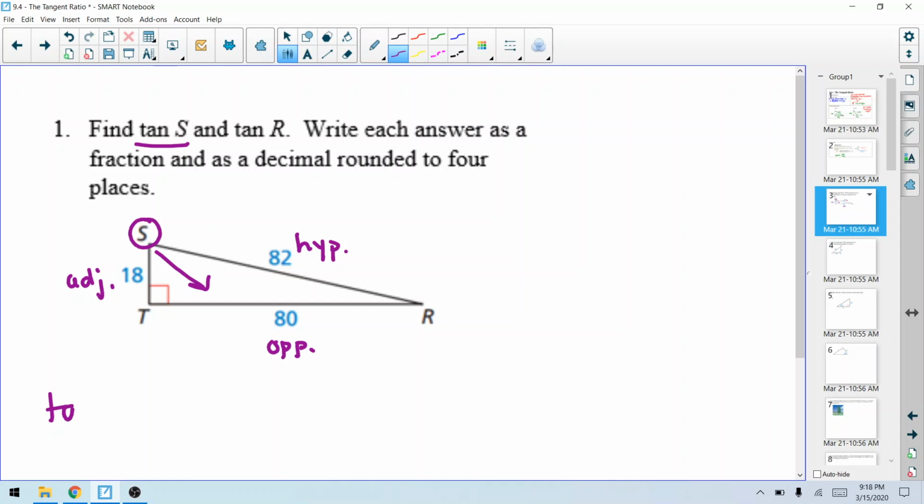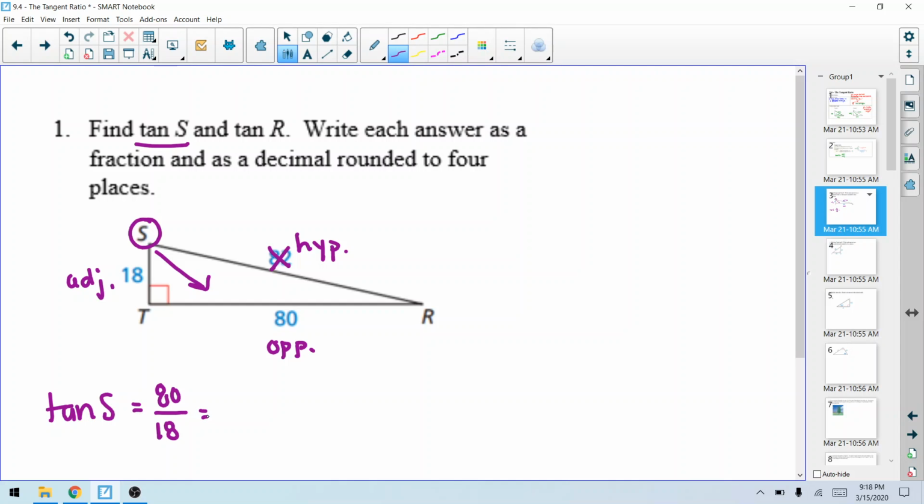Now, if we're going to write the tangent ratio, and we're going to start with the tangent of S, tangent is the opposite over adjacent, so I really don't care what the hypotenuse is. So I'm going to start with opposite, 80, over adjacent, 18.